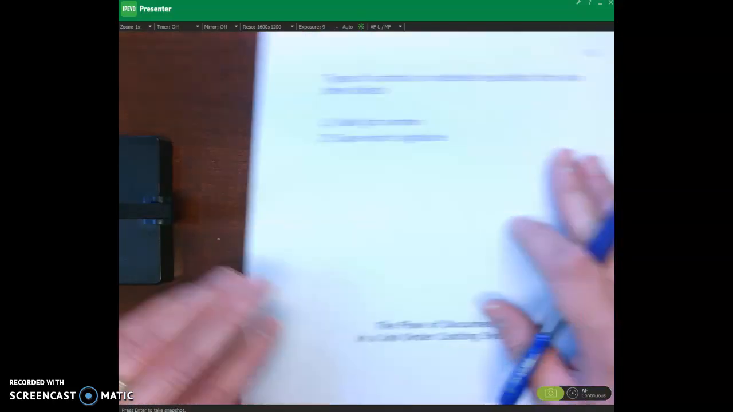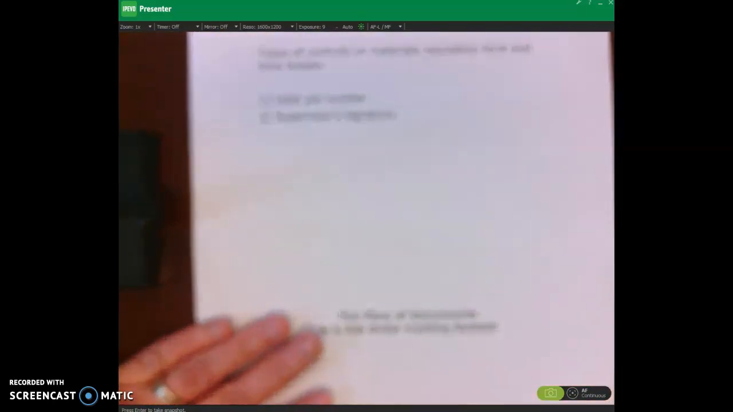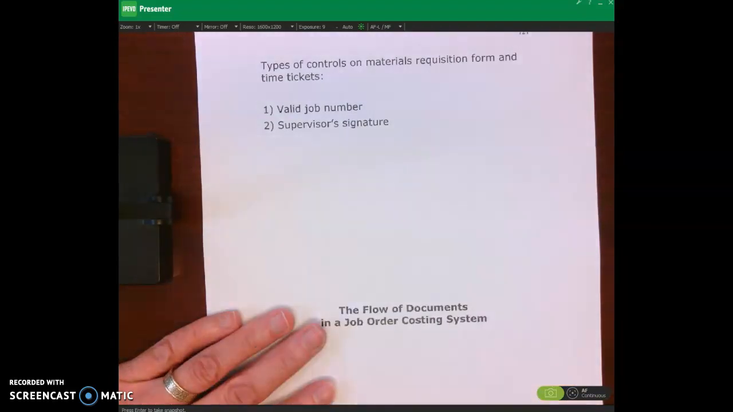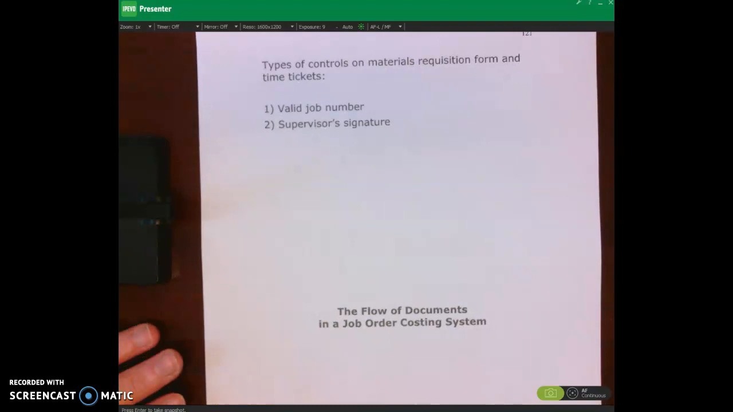Now, there are some valuable internal controls that we need on our materials requisition form and on our time tickets. We need a valid job number, and then we also need a supervisor's signature, okay?